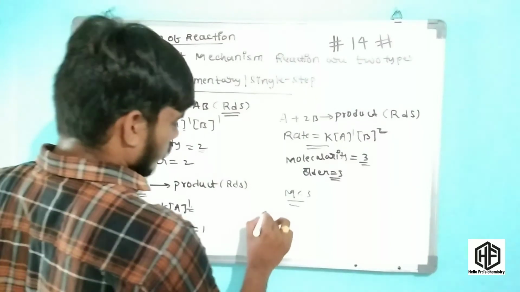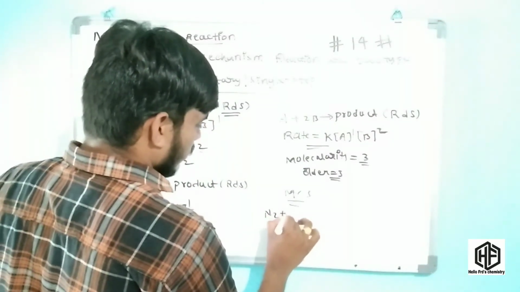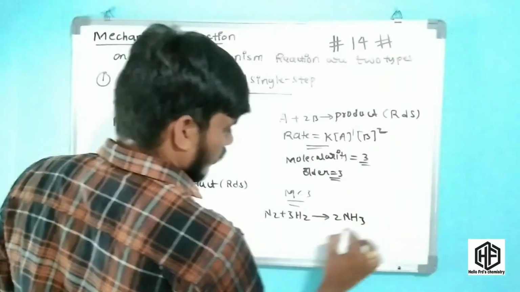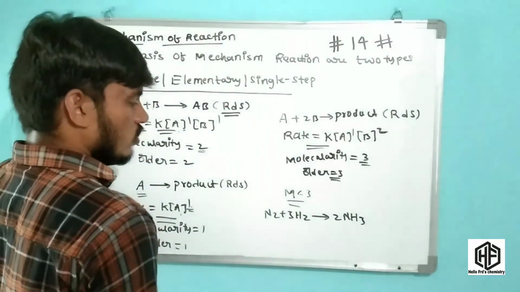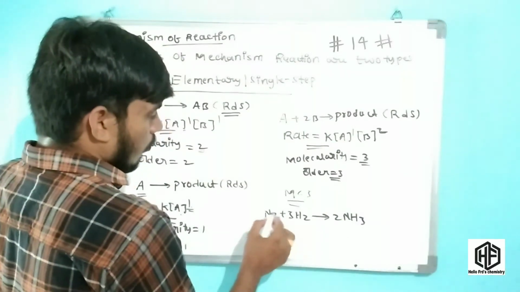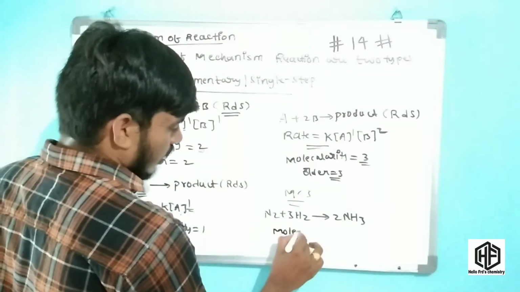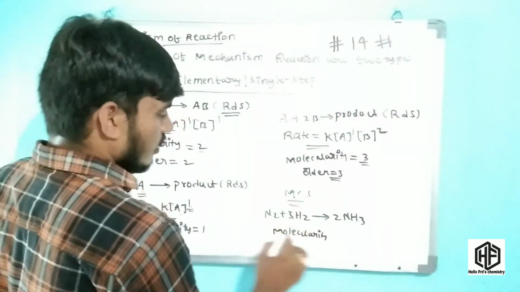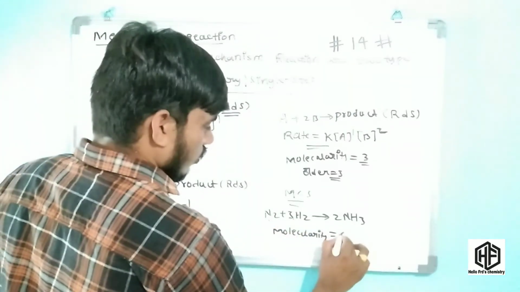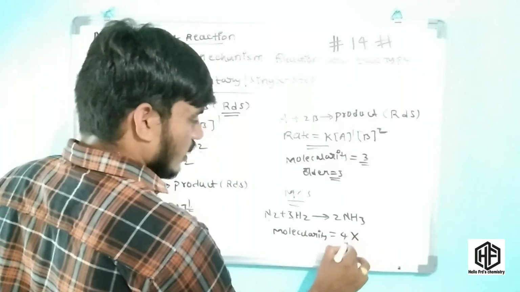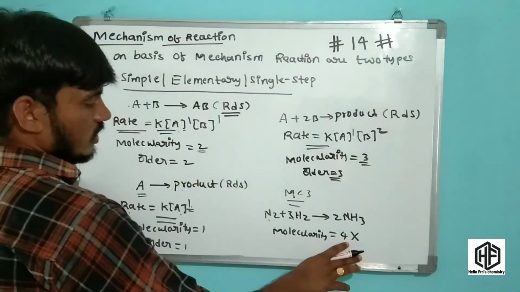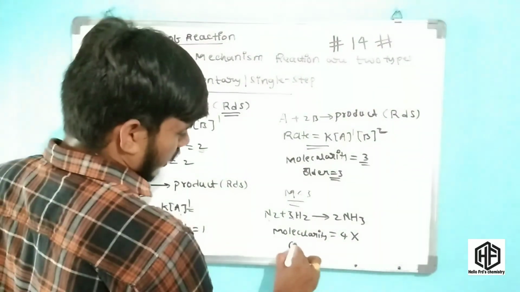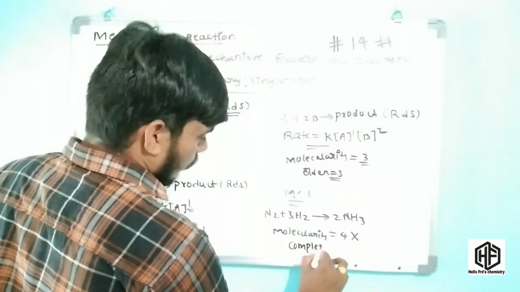Now one more important example like this: N2 plus 3H2 gives 2NH3. Okay friends, now the molecularity of this reaction is the number of reactant species involved in the reactants. Now this is 3 and this is 1. Now what is the molecularity? Molecularity is 4, but it cannot be 4 because this is a complex reaction. This is the complex reaction, friends.